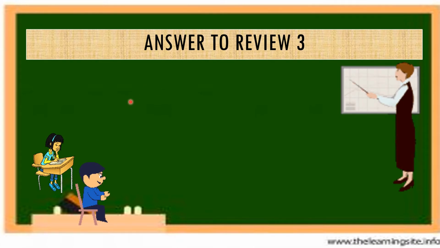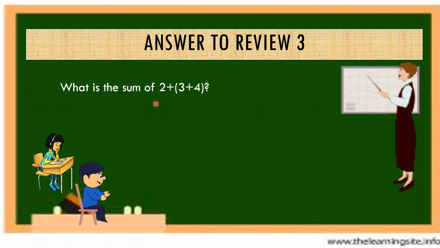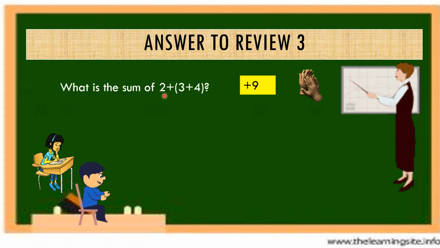So we have the answer to review 3. First, we need to find the value of the sum of 2 plus the quantity of 3 plus 4 closed quantity. First, we need to find the value of the number inside the parentheses. 3 plus 4 is 7, and we have 7. We need to add 2. 7 plus 2 is 9. Did you get it correct? Very good. Let's clap our hands.